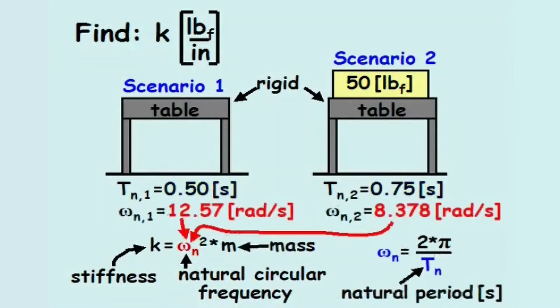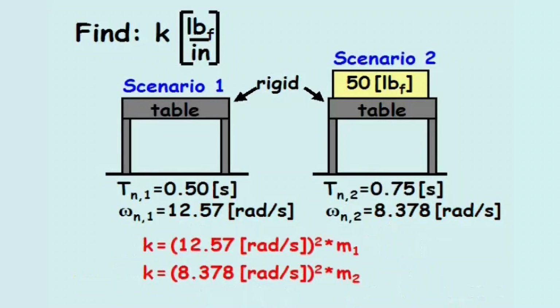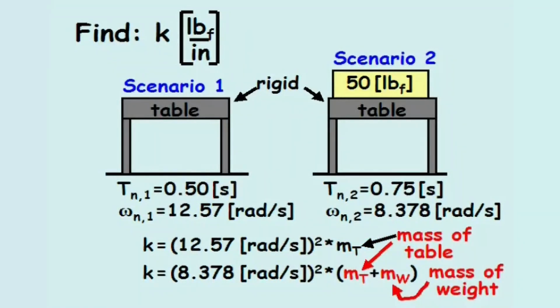Plugging in these natural circular frequencies into our stiffness equation leaves us with two equations for the stiffness in the table, K, dependent upon mass of Scenario 1 and the mass of Scenario 2. The mass in Scenario 1 is simply the mass of the table, m sub t. And the mass in Scenario 2 equals the mass of the table, m sub t, plus the mass of the weight, m sub w.